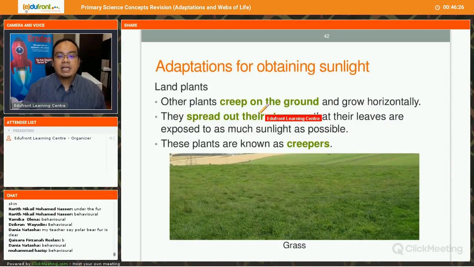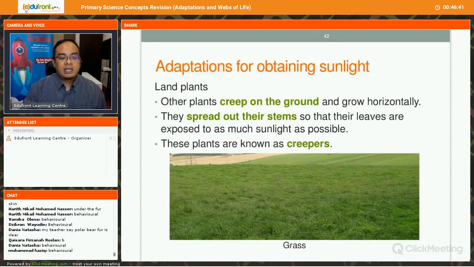And some land plants creep on the ground and grow horizontally. You can see this grass here. Okay, they creep and they grow horizontally. And they spread out their stems so that their leaves are exposed to as much sunlight as possible. Okay, they are known as creepers.